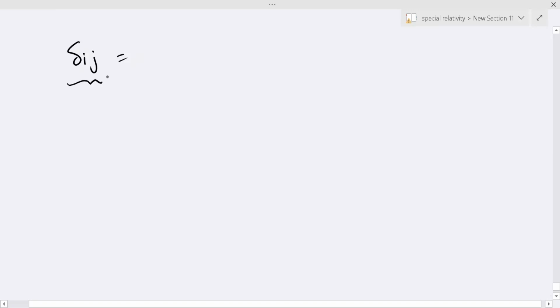Yes. So we can write this delta ij as a matrix. Delta 1 1 is 1, delta 1 2 is 0, delta 1 3 is 0, delta 2 1 is 0, delta 2 2 is 1, delta 2 3 is 0. Similarly, 0 0 1. We can write it like this.